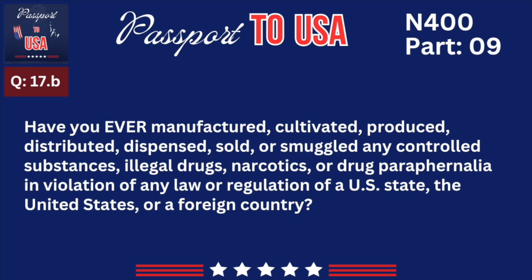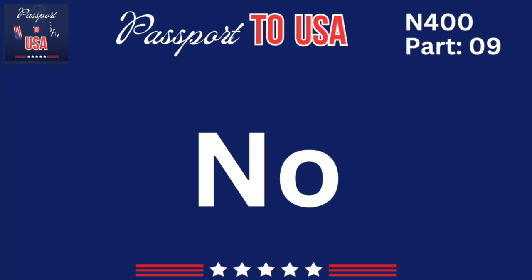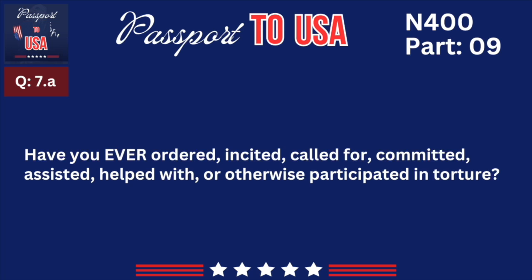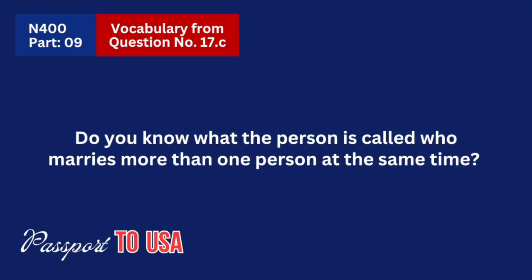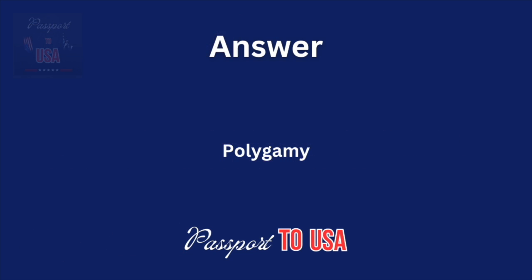Have you ever manufactured, cultivated, produced, distributed, dispensed, sold, or smuggled any controlled substances, illegal drugs, narcotics, or drug paraphernalia, in violation of any law or regulation of a U.S. state, the United States, or a foreign country? No. Have you ever ordered, incited, called for, committed, assisted, helped with, or otherwise participated in torture? No. Do you know what the person is called, who marries more than one person at the same time? Polygamy.